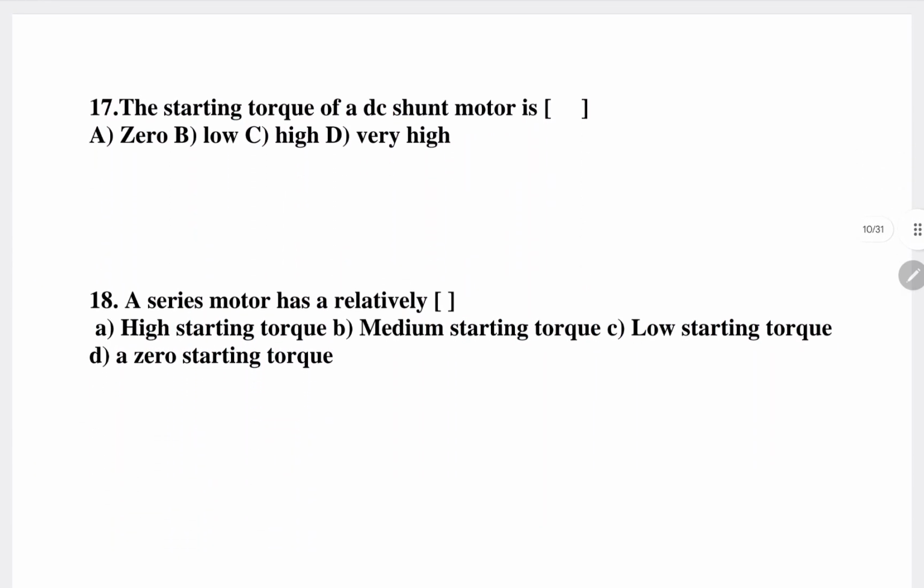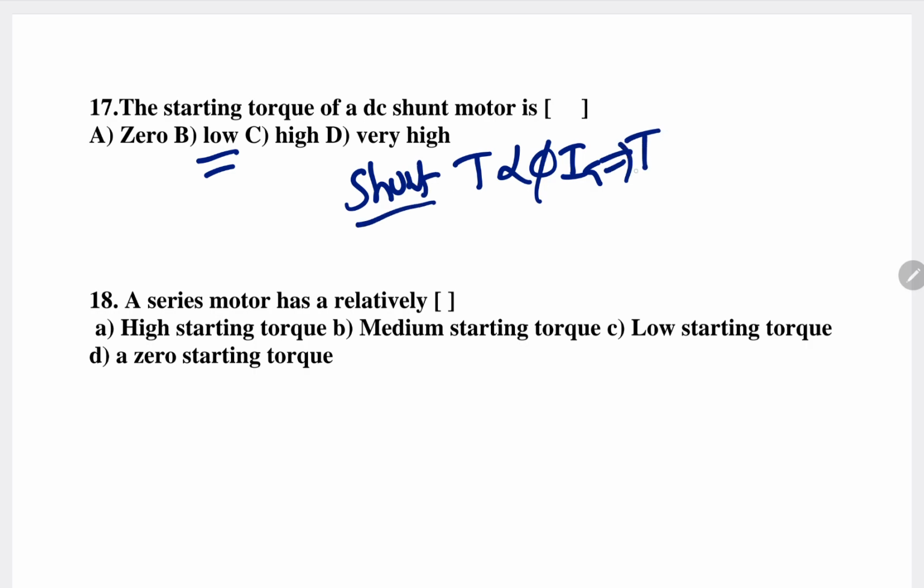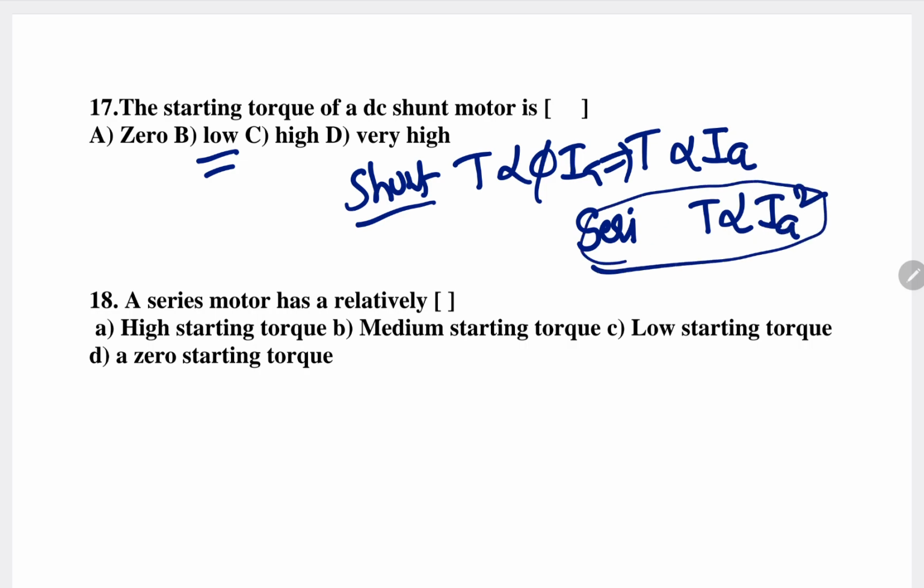Next, the starting torque of a DC shunt motor. The starting torque of a DC shunt motor is low. T is proportional to phi Ia for a shunt motor, but the flux is constant. So T is proportional to Ia. Whereas in a series motor, T is proportional to Ia square. So large torque will be developed by the series motor and low torque will be developed by the shunt motor.